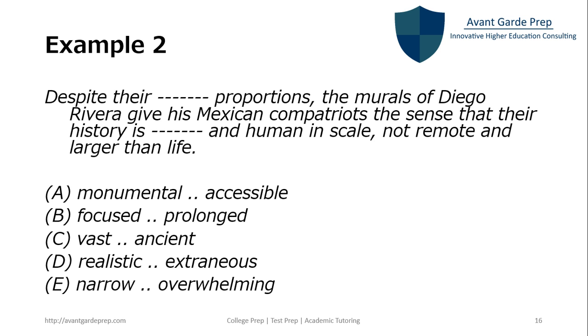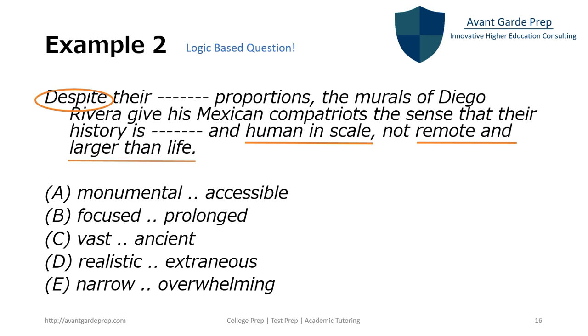Despite their blank proportions, the murals of Diego Rivera give his Mexican compatriots the sense that their history is blank and human in scale, not remote and larger than life. Okay, this is a logic-based question because we're going to have to be looking for trigger words like despite and phrases human in scale and remote and larger than life. Now with 2 blanks, I'm going to show you how to use that strategy where you look at blanks in isolation in order to eliminate answer choices that are wrong.